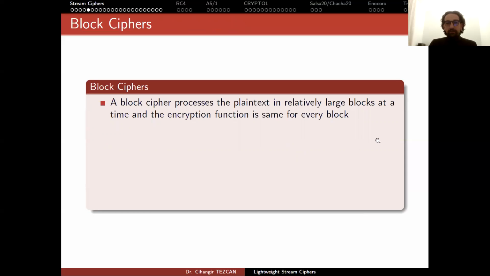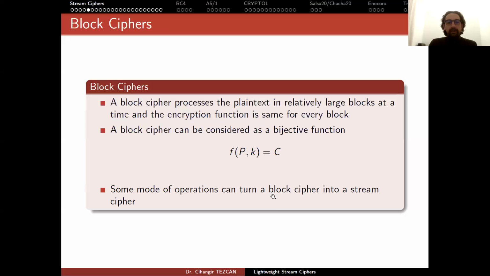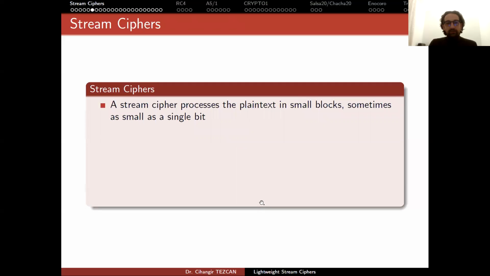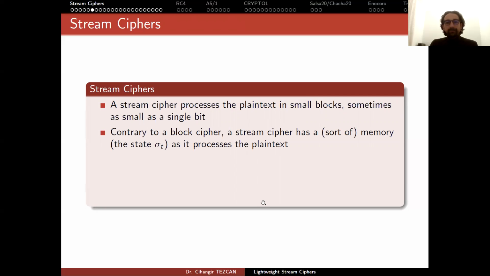So a block cipher processes the plaintext in relatively large blocks at a time, and the encryption function is the same for every block. We can see it as a bijective function f, which takes two inputs, the plaintext and the key, and produces the ciphertext. Some modes of operation can turn a block cipher into a stream cipher. We will talk about them in a minute. But a stream cipher processes the plaintext in small blocks, sometimes as small as a single bit.